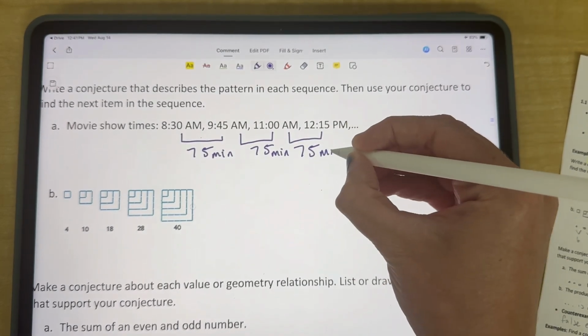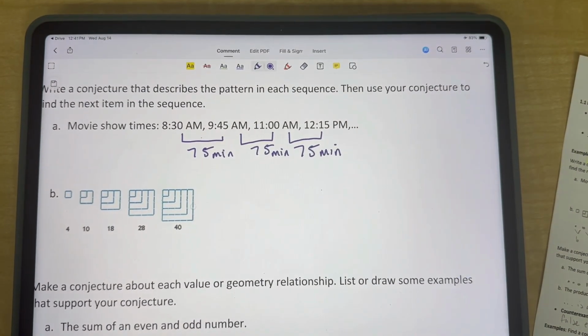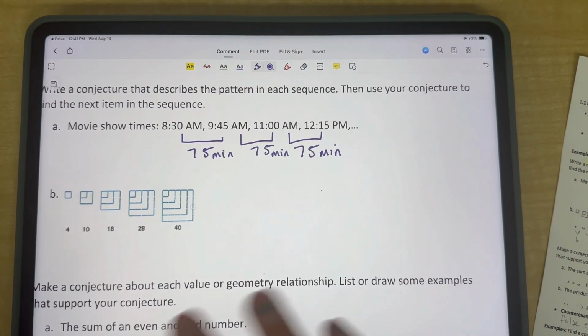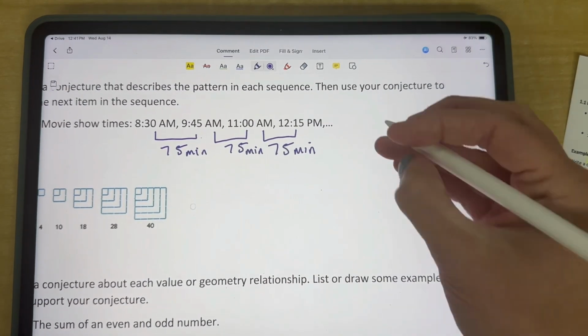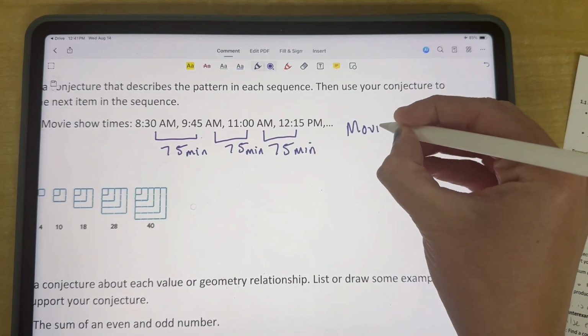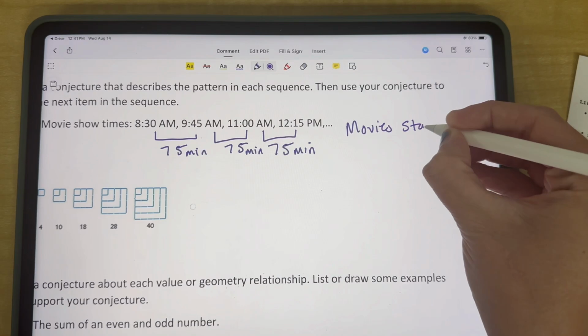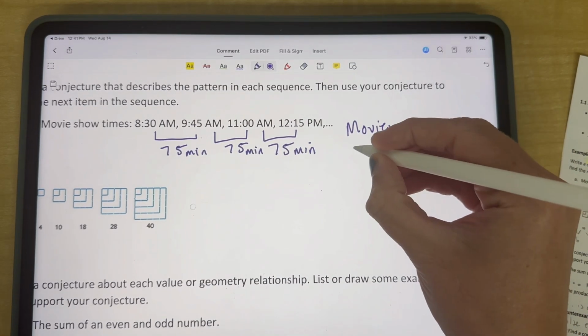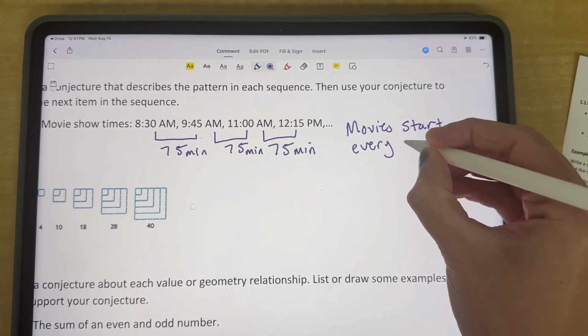So if I said, come up with a conjecture, what would your conjecture be? My conjecture would be movies start every 75 minutes at this movie theater.